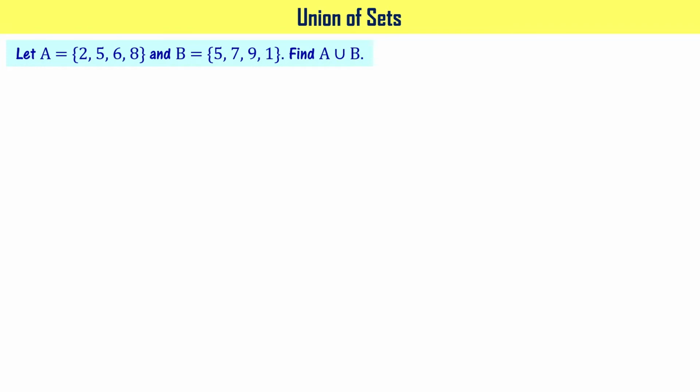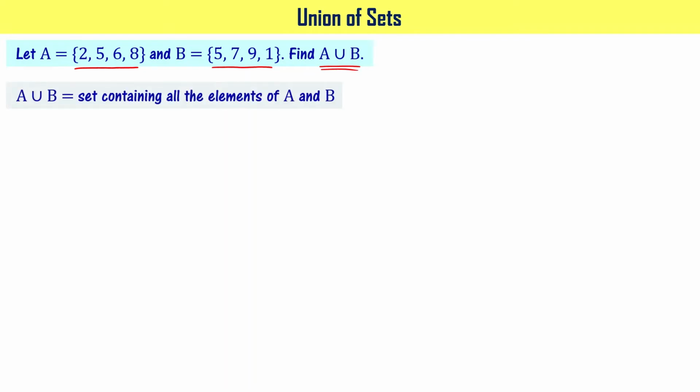Let us understand further about union of sets. Let A be the set containing elements 2, 5, 6 and 8, and B has elements 5, 7, 9 and 1. Then find A union B. We said that union of two sets is going to be the set containing all the elements of A and B in this particular case. So A union B is the set containing all the elements of A and B.